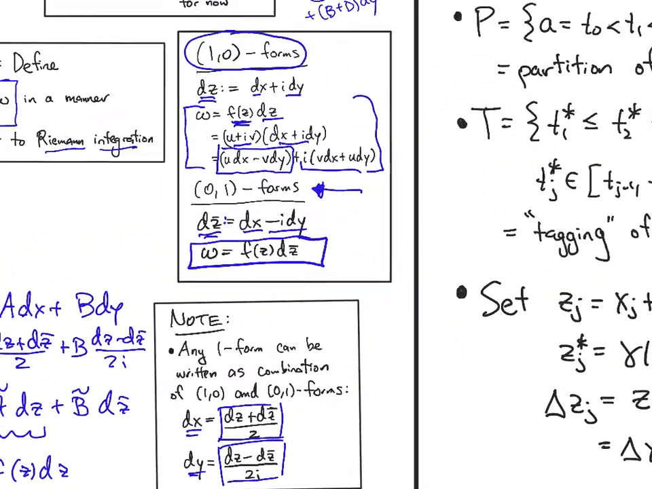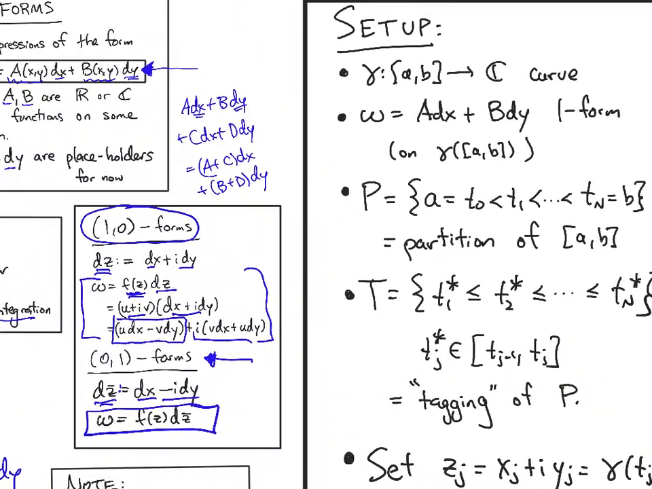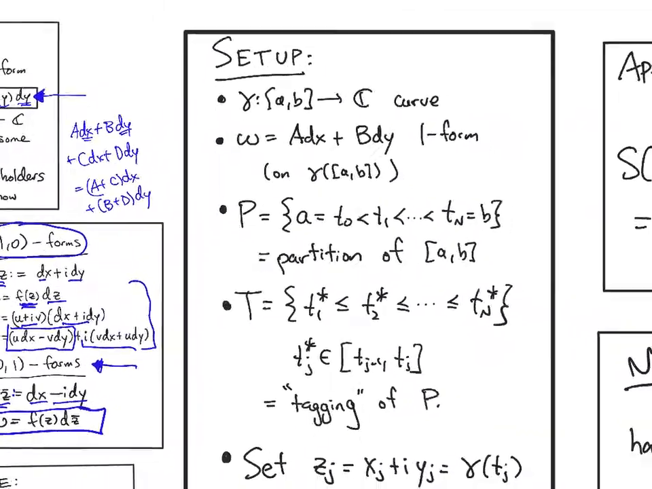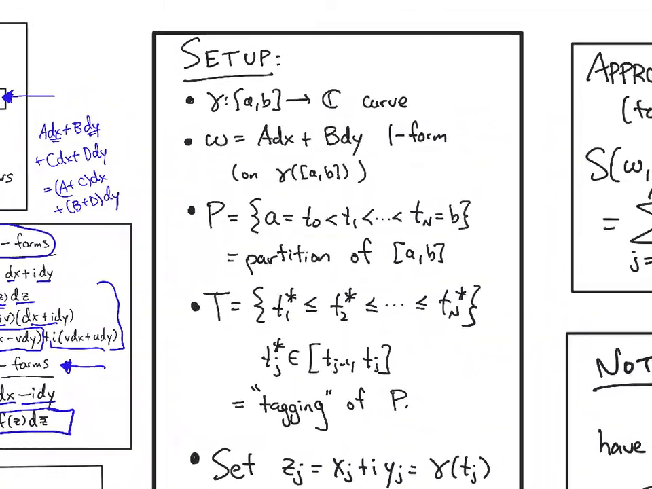Okay, but how do we integrate these? Like I said, we have to do something like Riemann integration. So here's the setup. It's a little technical, just like all Riemann integration setups. Let's say we have a curve gamma, and we have a one form where the functions a and b need to be defined on the actual set formed by the curve, gamma's image, gamma of the interval AB.